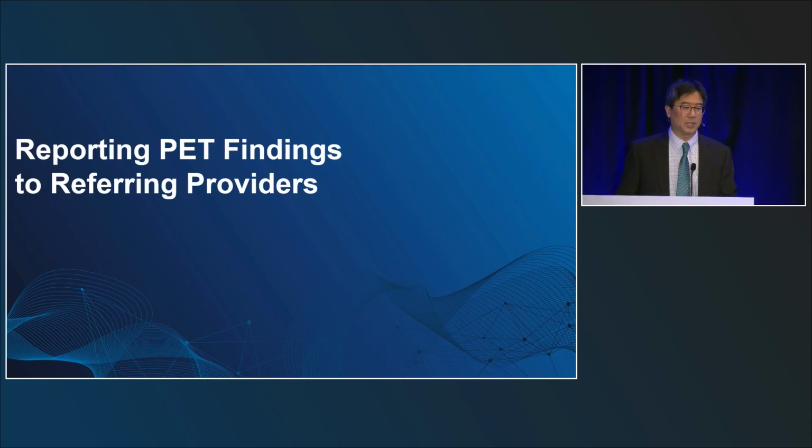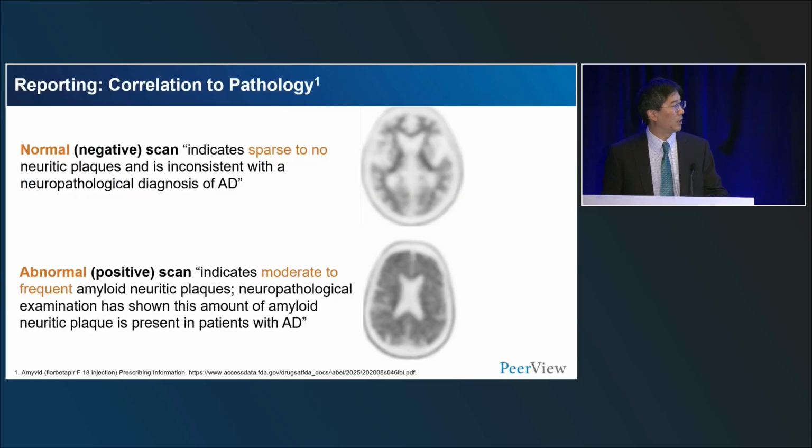So how to report these PET findings for referring providers, right? Because that is the output that we all have to do, is our reports. That's how we're judged. What I and many others do is put in the impression for a normal and negative scan, pretty much almost word for word, straight out of the prescribing information, that it indicates sparse to no neuritic plaques and is inconsistent with a neuropathologic diagnosis of AD. And right there it reflects what we're doing. We're actually being like molecular pathologists, right? Instead of a silver stain, we're using a radioactive stain. We don't say that this is consistent with Alzheimer's disease, right?